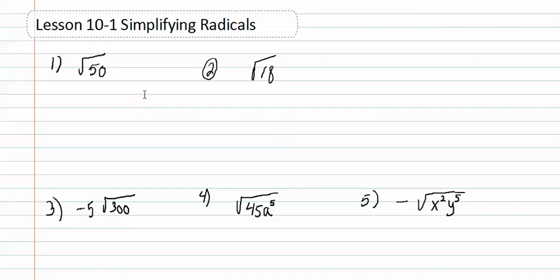Okay, so today we're going to be doing lesson 10-1, simplifying radicals. The first one, number 1, says radical 50, or the square root of 50. And so I look here and I say, is there any perfect square within 50?